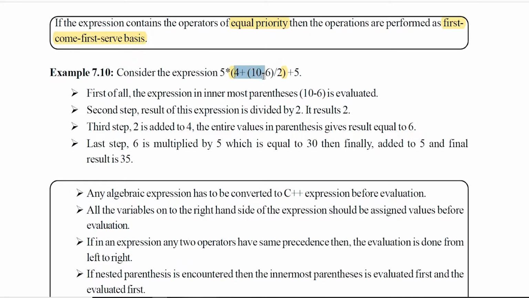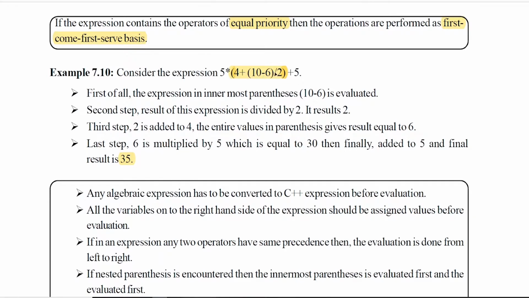I think you have understood this part. So this will give you 6. Then 5 into 6 plus 5: multiplication first, so 30 plus 5 is 35, so the answer is 35. So just write it down and do it according to the precedence. Innermost parenthesis first: evaluate this expression, 10 minus 6 is 4, and then what we are left with is 4 plus 4 divided by 2.